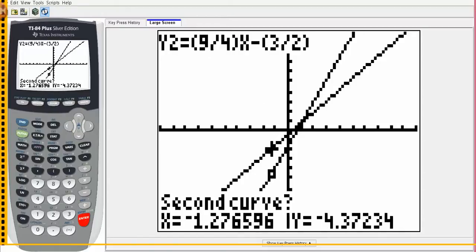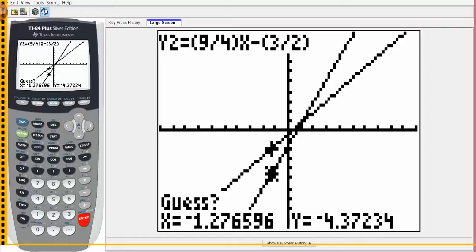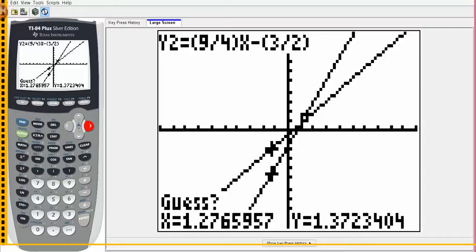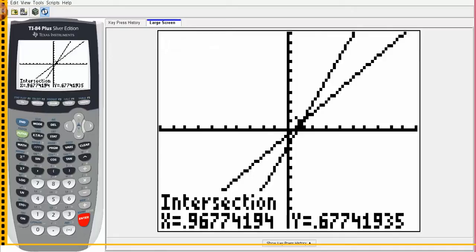Why is it asking you to select the curve? Could you have more than 2? Yeah, it's asking which 2 do you want to find the intersection of? Okay, I hit enter twice. And now it's asking me for a guess. If these weren't lines, if they were curved, could they intersect more than once? Yeah. So you're telling it where do you want the calculator to look? So I hit enter. Look what it does. What does it give me right there?